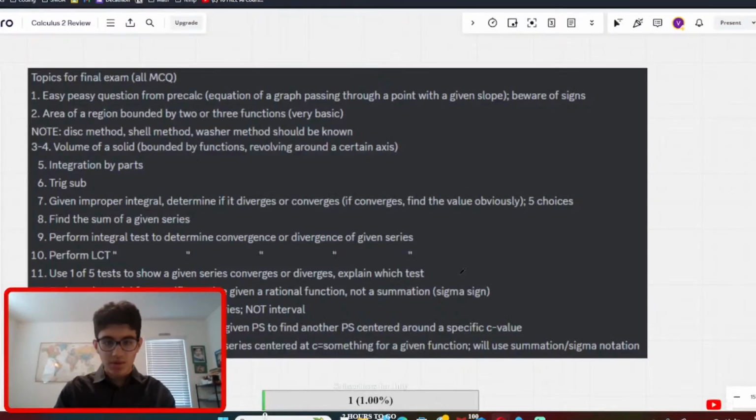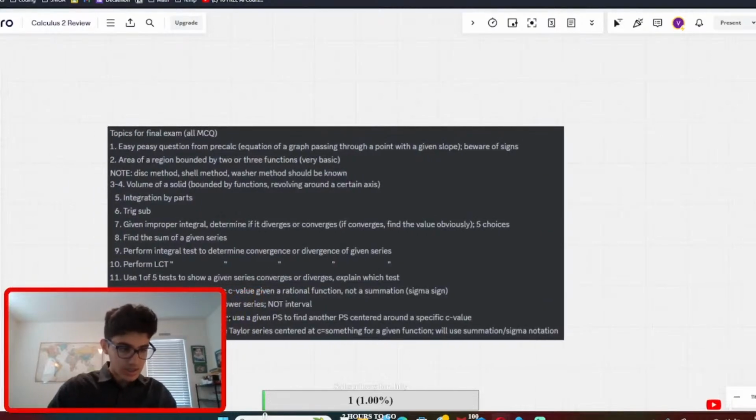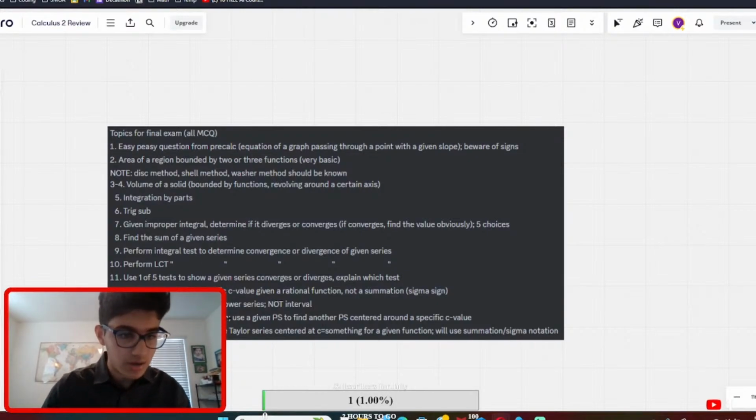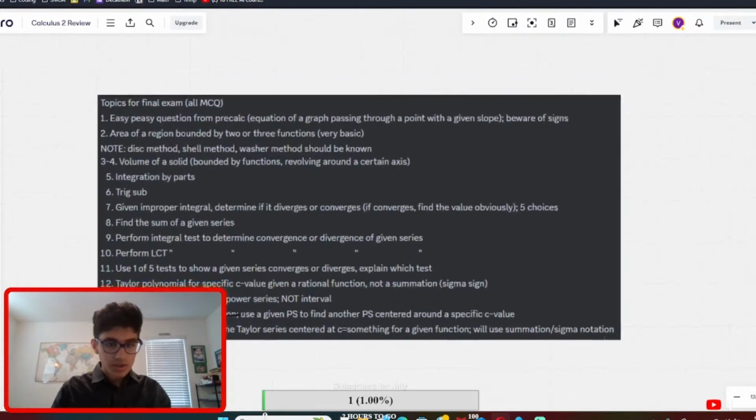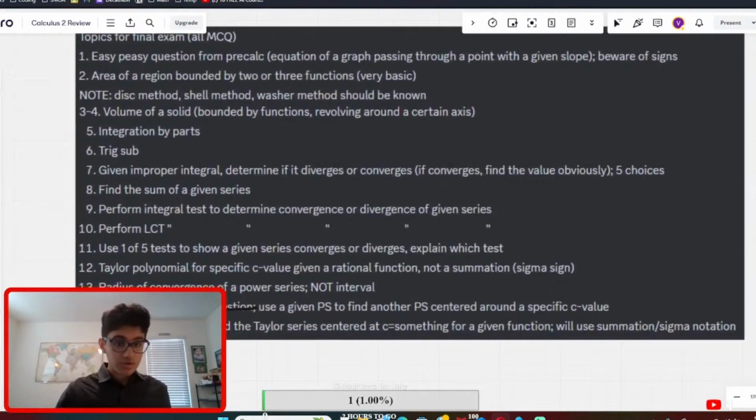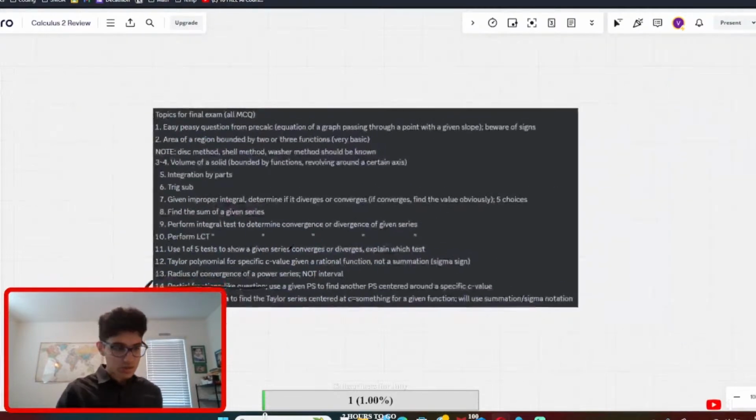In which case, I'm skipping it because that's quite easy, and I just took the test yesterday. I got all that stuff correct. I got a 98 because I messed up one of the things. But the point is that all these recent concepts we touched on, I understood well enough, obviously. So I'm not going to worry about them too much right now. Use the definition to find the Taylor series centered at c equals something for a given function. We'll use summation or sigma notation.